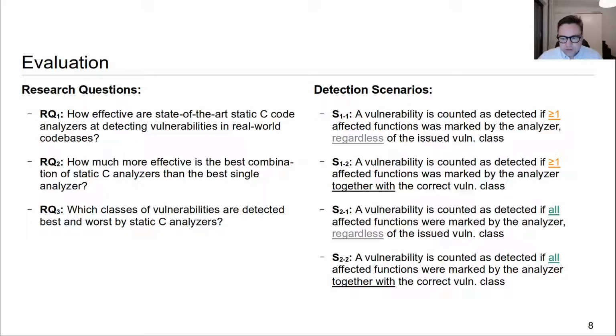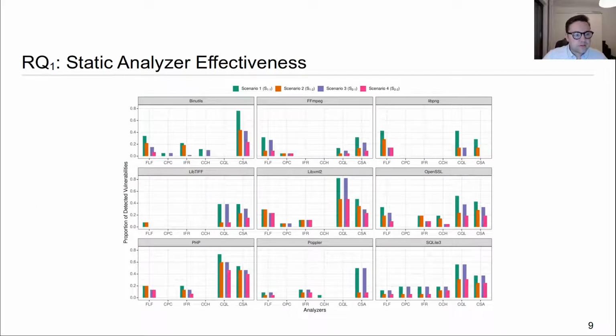The last 2 scenarios are quite similar. However, here we say, okay, for a vulnerability to be counted as detected, we want the analyzer to flag all functions that are affected by the vulnerability, and then again we further distinguish between the vulnerability class, if it's correctly outputted or not, or if we even want to have it considered here. Now let's have a look at the actual evaluation results.